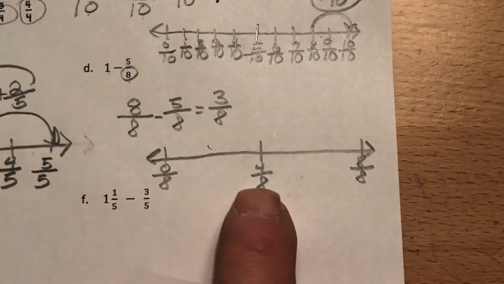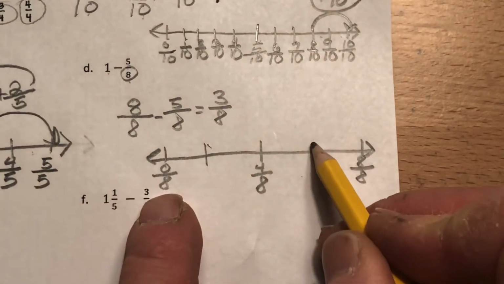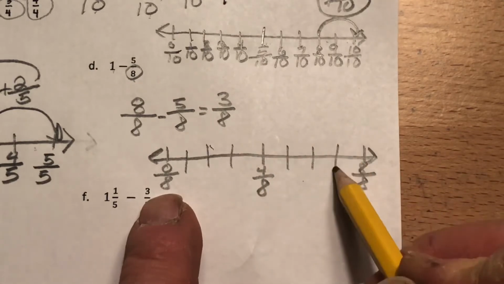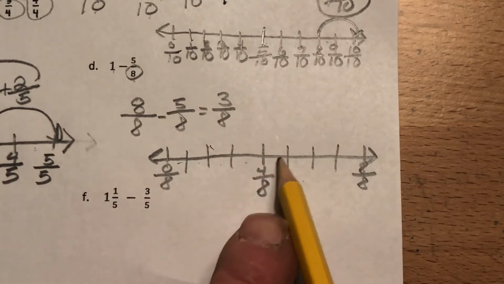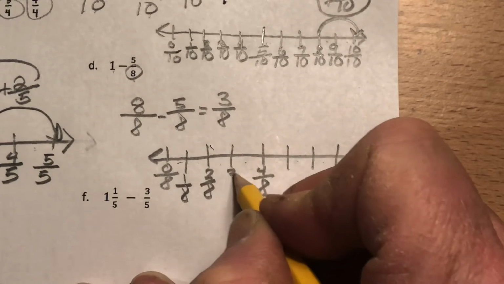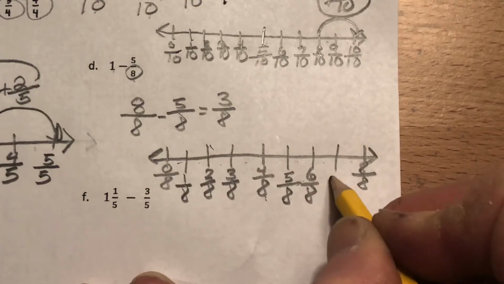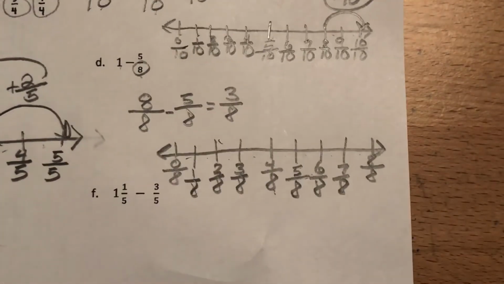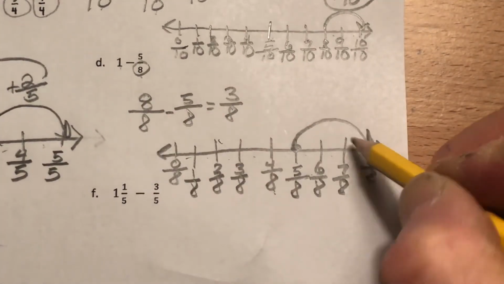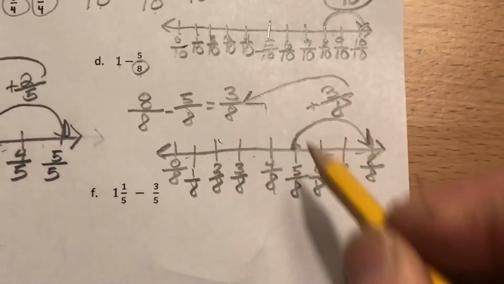0/8, 8/8. I cut it right in half because that's 4/8, right? Half of 8 is 4. I'm gonna cut that in half and that in half, right? There's 4 spaces. Cut each of those in half. 8 spaces. 1, 2, 3, 4, 5, 6, 7, 8. So 1/8, 2/8, 3/8, 4/8, 5/8, 6/8, 7/8. So here's my 5/8. Count up to 8/8. How many spaces? 1, 2, 3. Plus 3/8. That's my answer. Okay?